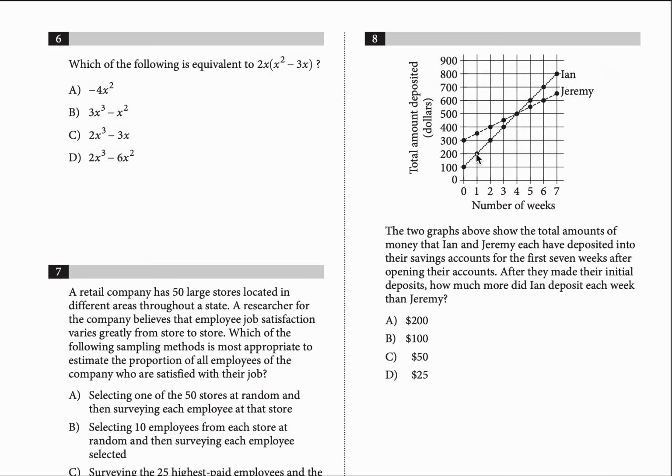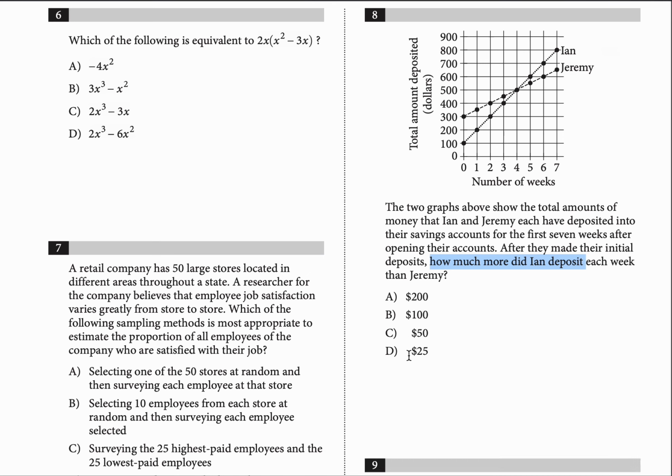You can see that it is very important to actually read the question, right? How much more did he deposit? Not how much did he deposit? So we see a pretty clear slope, like he's depositing 100 a week. But then it's about how much more, and it looks like Jeremy is putting in 50 a week, right? 6 weeks, so 50. All right, easy.